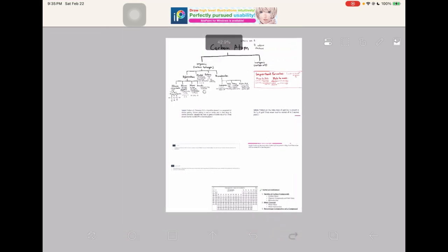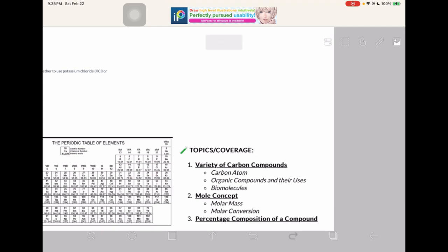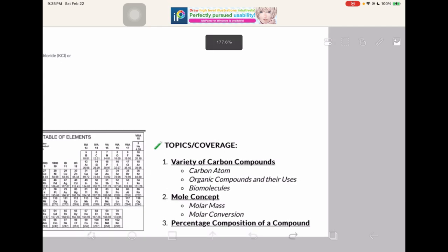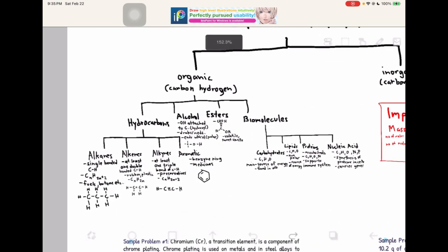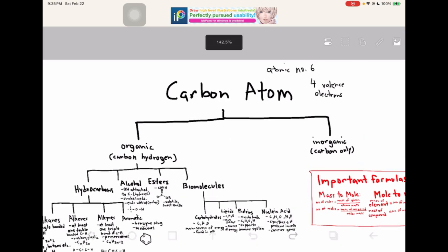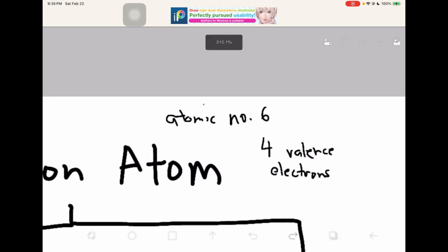This is going to be for the upcoming science test. It's all about carbon compounds, the mole concept, as well as the percentage composition of a compound. So let's start. I've made a graphic organizer here, and as you can see, we'll focus more on organic. So we start with the carbon atom. Its atomic number is 6, and it has 4 valence electrons.